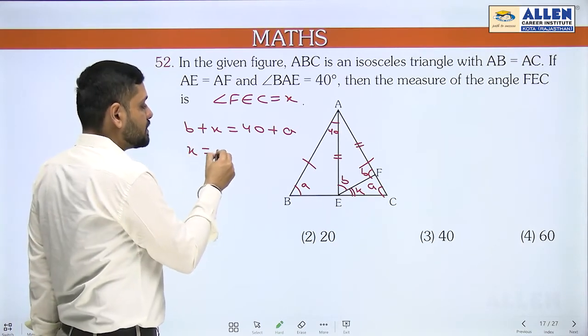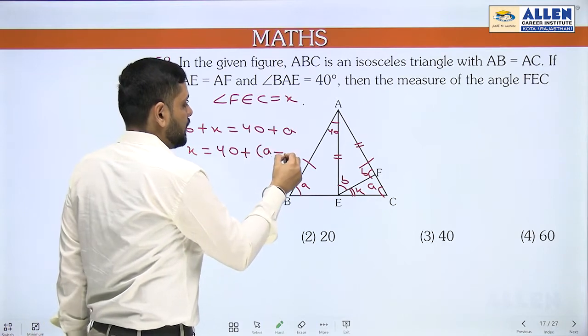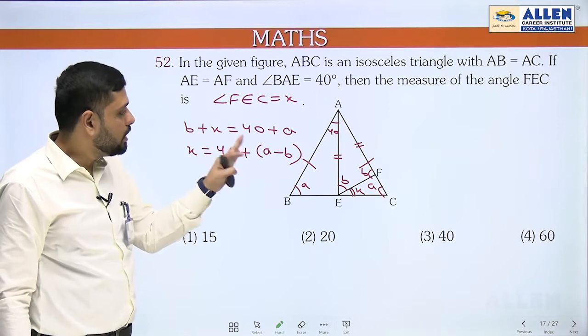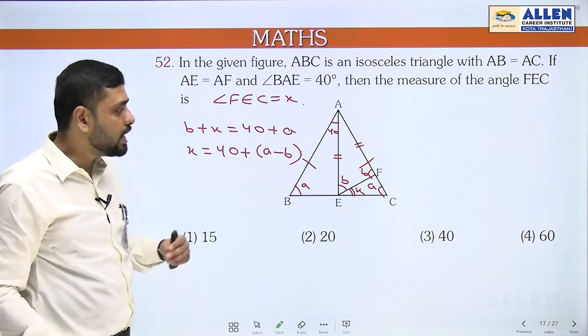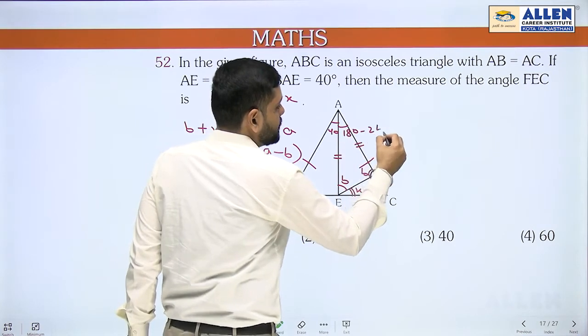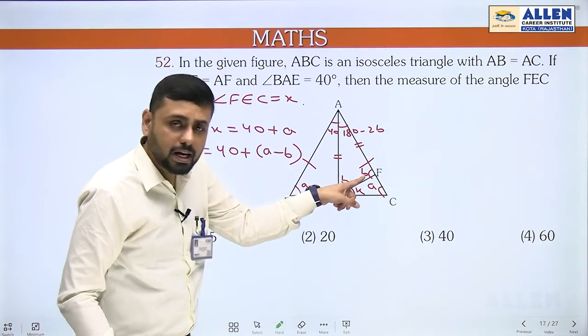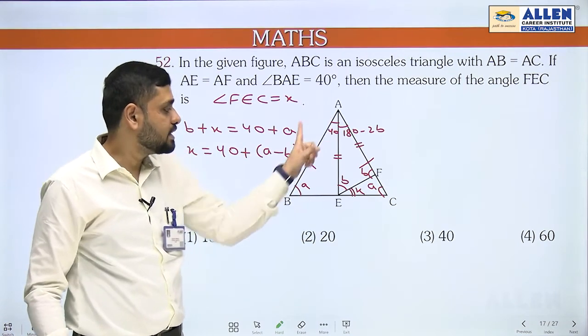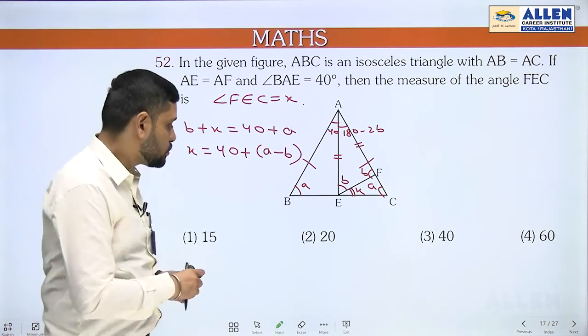We will get the value of X as 40 plus A minus B. This is the value of X we got in terms of A and B. Now we will find the value of A and B. How to get the value is, this angle is 180 minus 2B, because these two angles are B and B. So this angle will be 180 minus 2B, and now we will take the sum of all these three angles in triangle ABC.